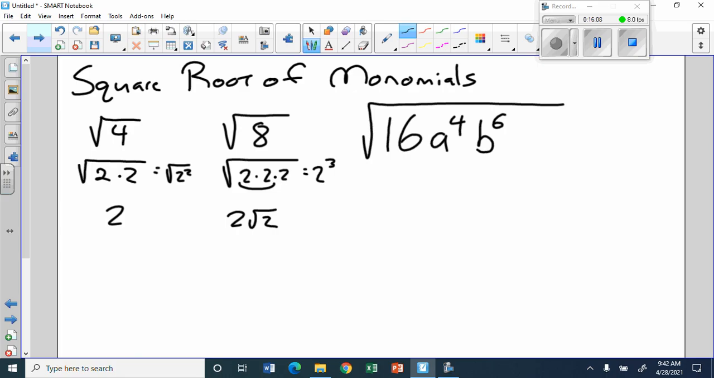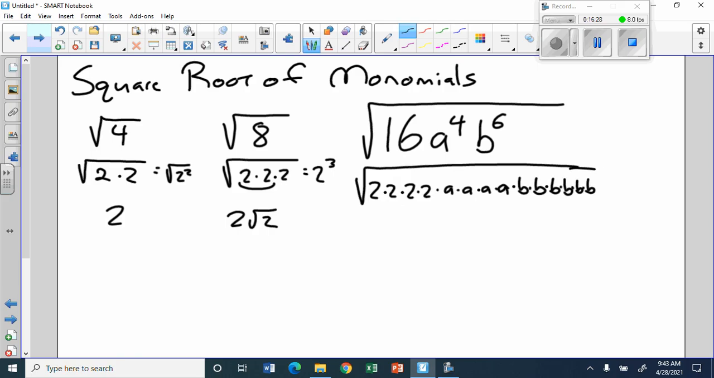Now, if I look at that, I get, okay, 16. I know the square root of 16. What's the square root of 16? 4. But let's write this out. Just for the purposes today, we got 2 times 2 times 2 times 2 times a times a times a times a times b times b times b times b times b times b.